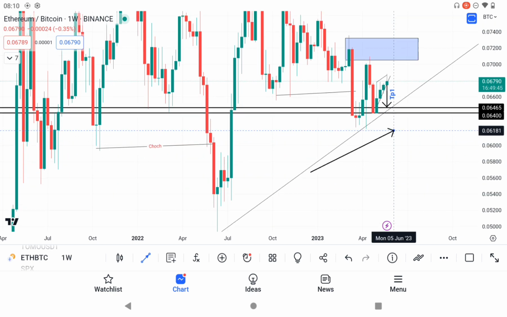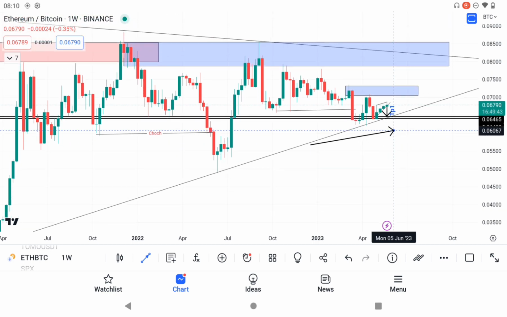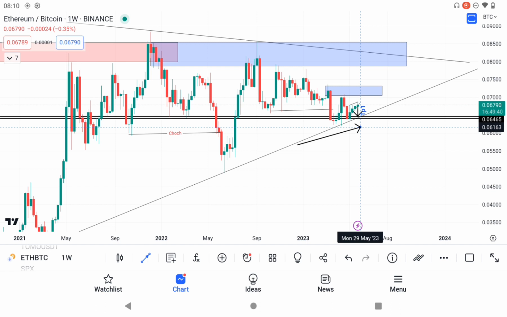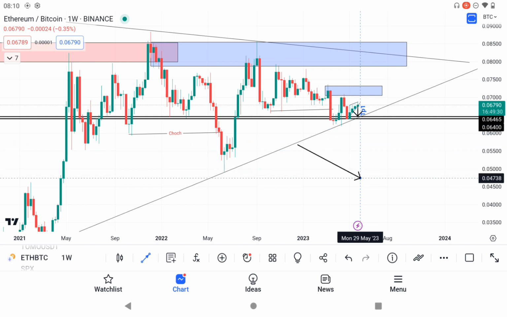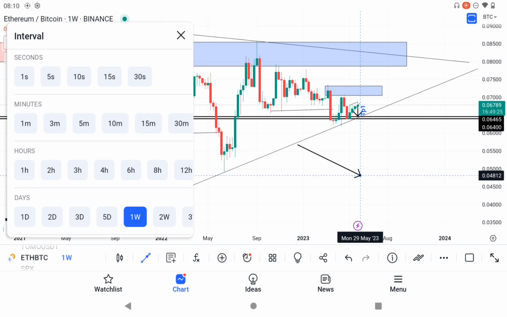Now, when this happens, there's only one thing that will occur in the market. BTC will start pumping. BTC is going to pump massively. As this is falling, BTC will be pumping. Why? Because Ethereum will be losing its value into Bitcoin, and Bitcoin will start rising. All right, so now back to the 4 hour time frame.